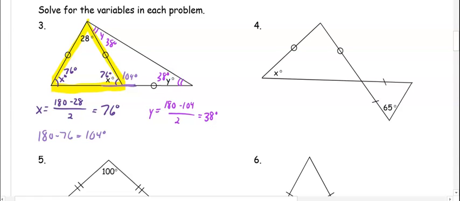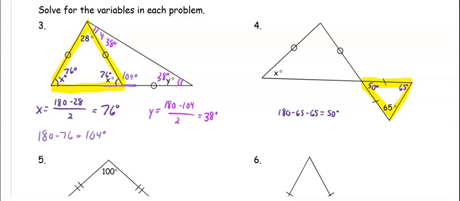In number 4, we want to start with a triangle that has a number in it. So we're going to start with the triangle that has the 65 degrees, which is an isosceles triangle. So if we have 65 degrees, our other angle is also going to be 65 degrees. To get the last angle in that triangle, we can do 180 minus 65 minus 65, which is going to be 50 degrees.